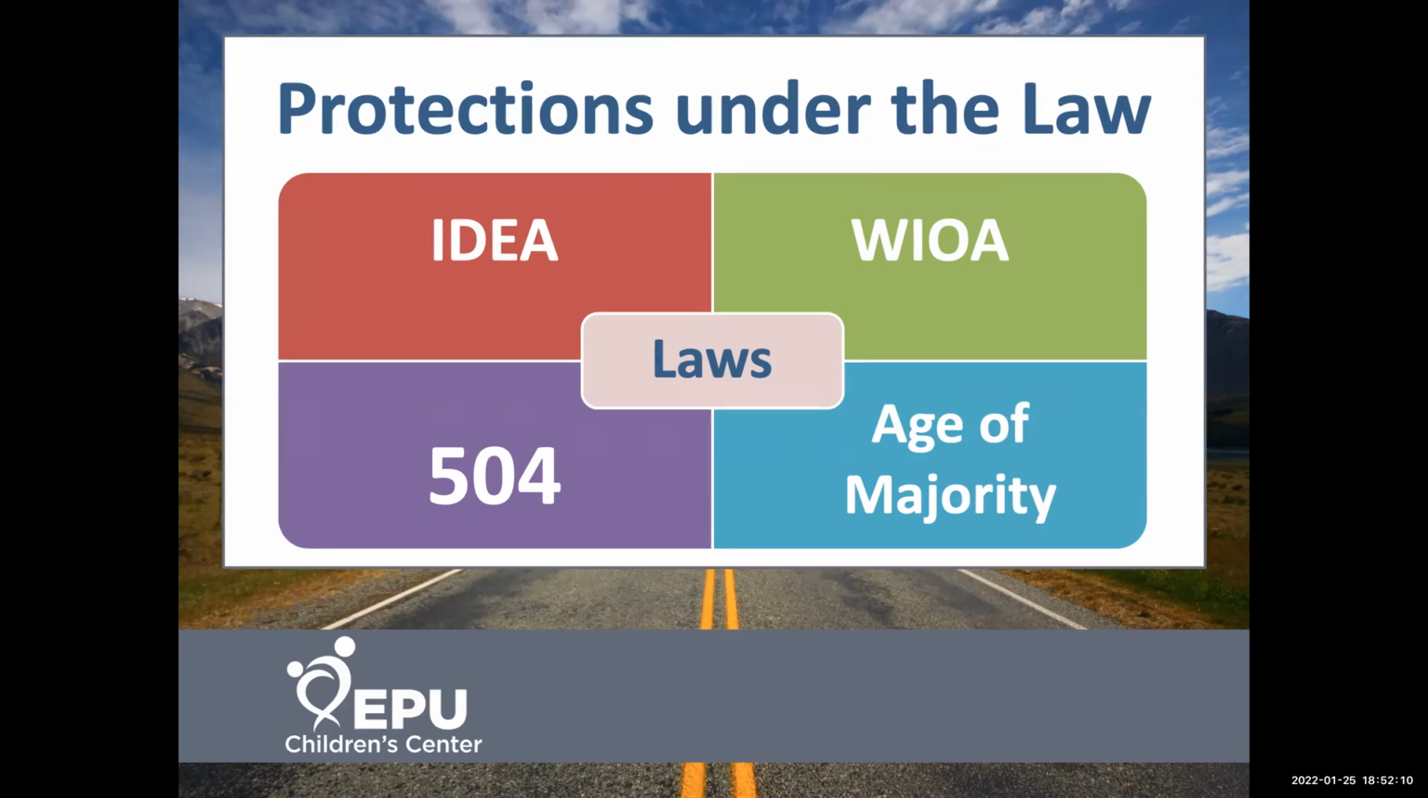So IDEA, which is the principle that governs everything, the Individuals with Disabilities Education Act, is a federal act that was in 1975. And again, that's about the 13 areas of disability that have to do with the school system in regards to receiving an IEP and things of that nature.